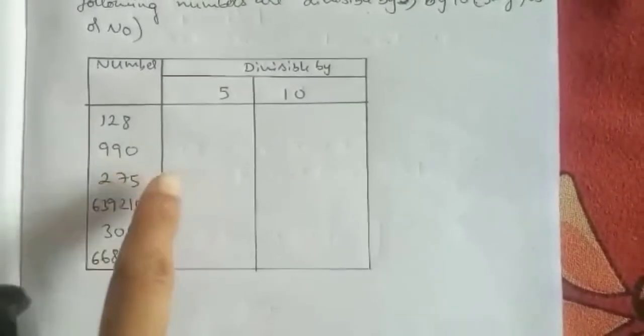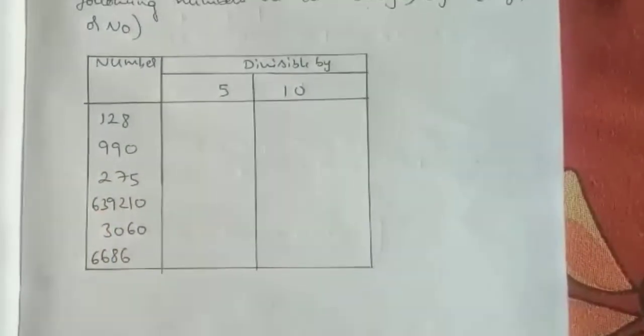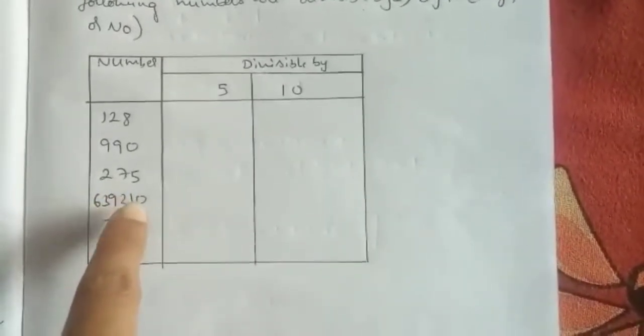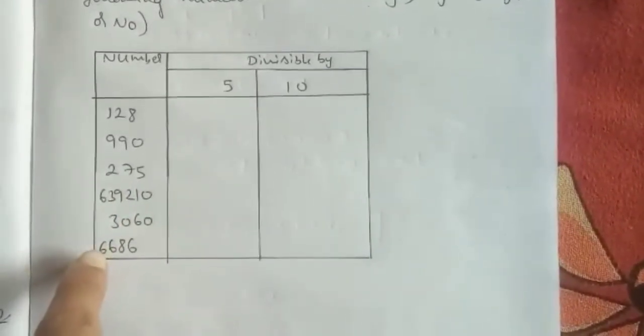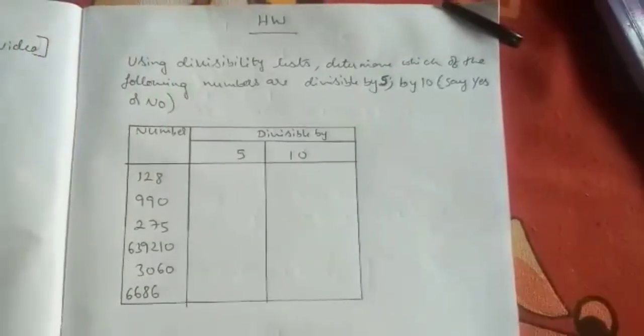Then the third one, 275. The fourth one, 6,39,210. Then 3,060. Then 6,686. Students, solve this homework in your homework book. Thank you.